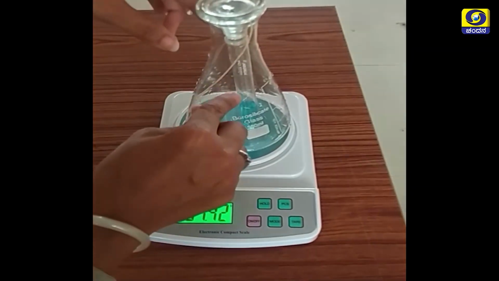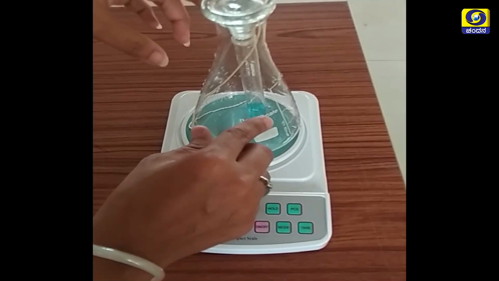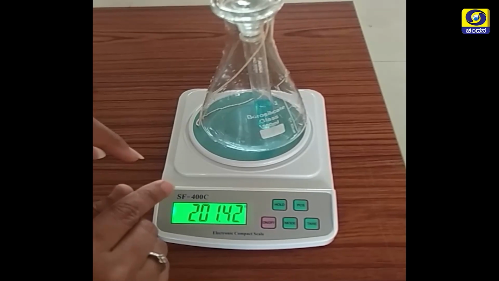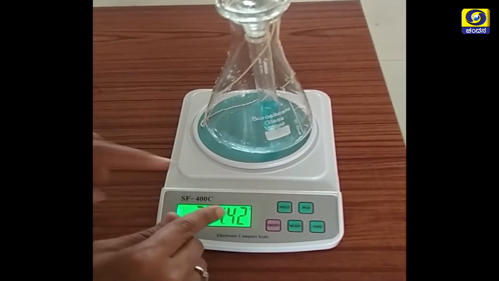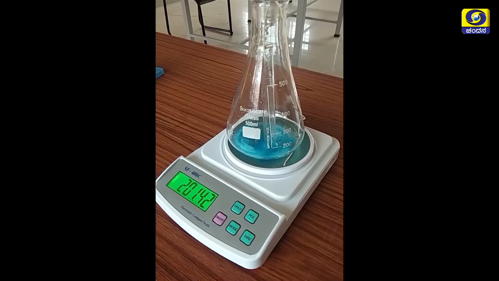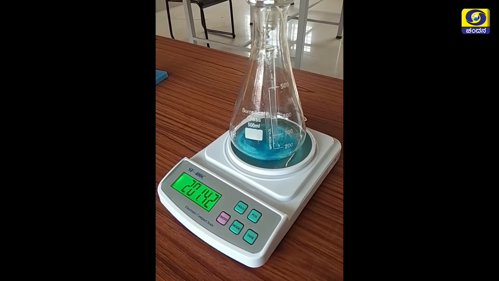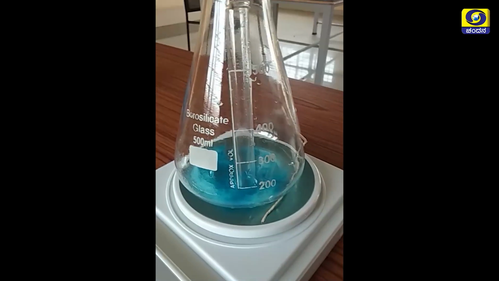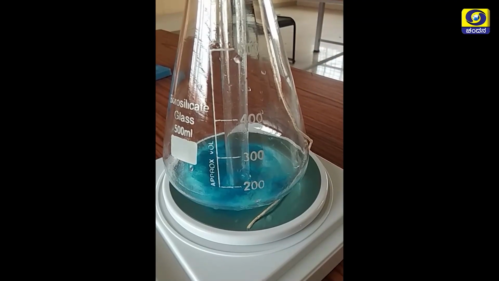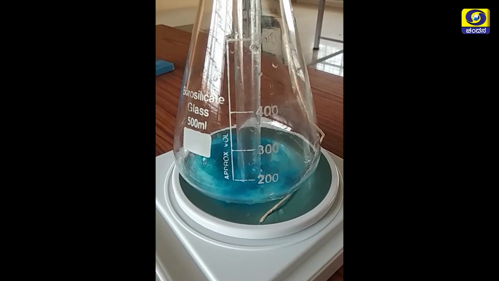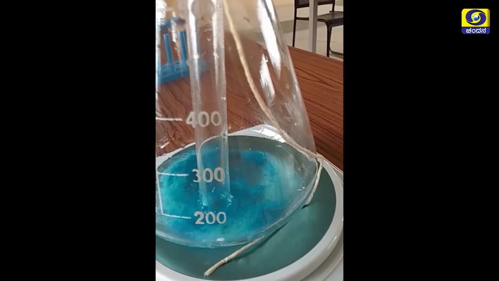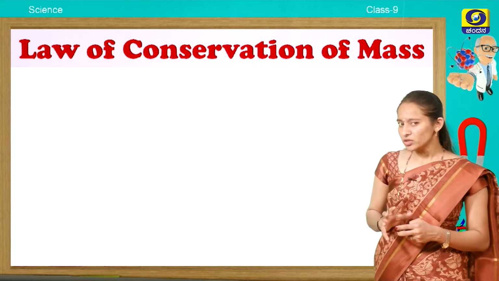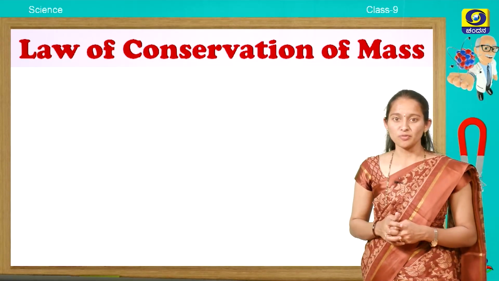Now mix the reaction mixture, wait for the reaction to complete, and look at the weight of the products formed. You can note that the mass of the reactants is equal to the mass of the products. You can even notice that the reaction has taken place in the apparatus. You can find the formation of a precipitate at the bottom. By looking at the activity, you might have understood what the law of conservation of mass is.